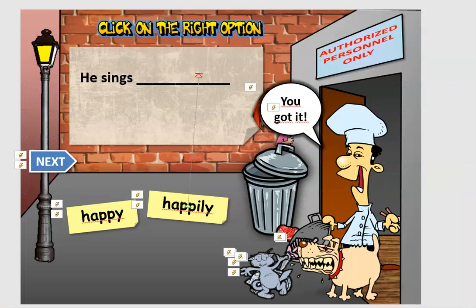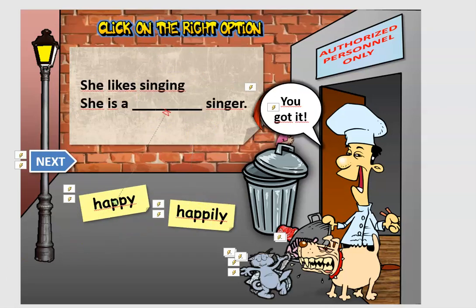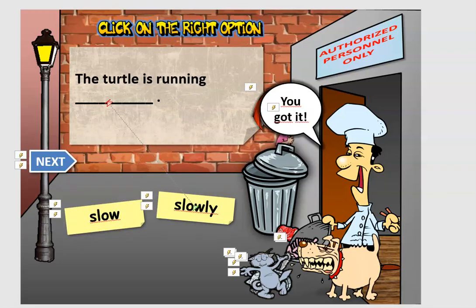Now let us go to the sentences. This is a test for you, and you are going to tell me the answers and I will say whether it is correct or not. He sings, what will it be? Yes, he sings happily. So happily is the answer here. Let us go to the next one. She likes singing and she is a, see the arrow I have put here? She is a which singer? Happy singer. Yes, she is a happy singer. You got it.